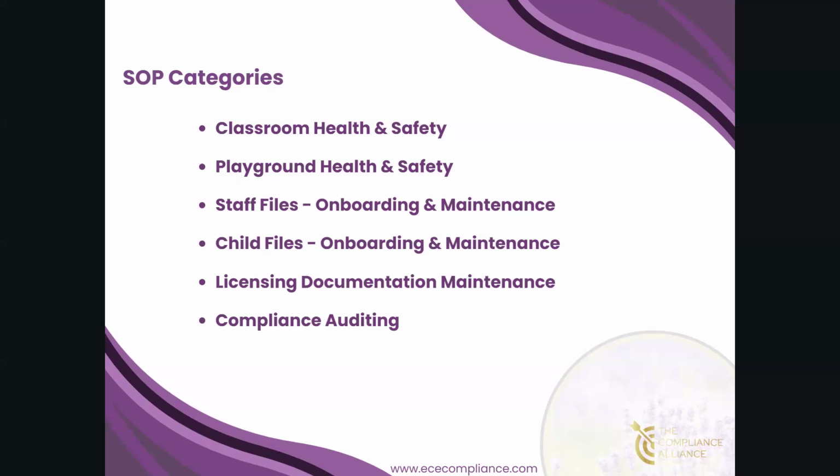So let's take a look at your slide. There we go. Here are the SOP categories. These are the categories in which you want to have standard operating procedures for your school, or if you own more than one school, for your organization. There are 6 categories: classroom health and safety, playground health and safety, staff files. We want procedures both for onboarding those staff files and for maintenance of those staff files. Child files, same thing, onboarding and maintenance. Licensing documentation, we need procedures to maintain that. And then, very importantly, we need some procedures for compliance auditing, right?